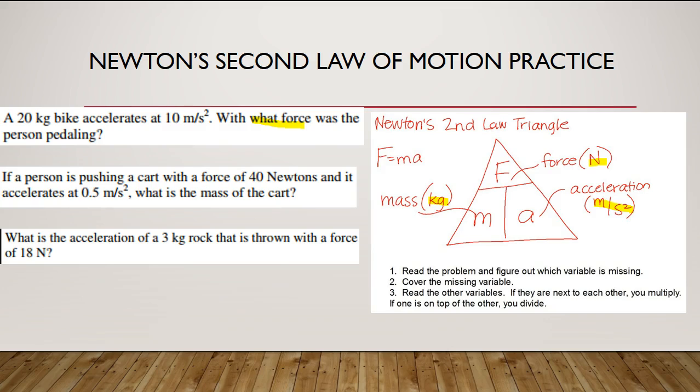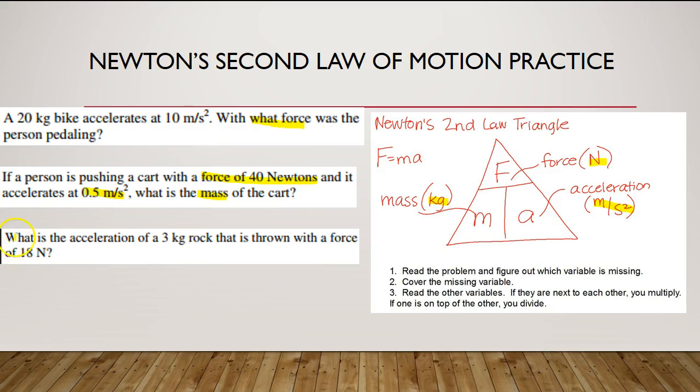So the next question. If a person is pushing a cart with a force of 40 newtons, here's the force, 40 newtons, that's the unit for force, and it accelerates, there you have acceleration, 0.5 meters per second squared. What is the mass? So what variable needs to be solved for? Mass. You go over to the triangle, cover up the M. The triangle says that you will divide force by acceleration.